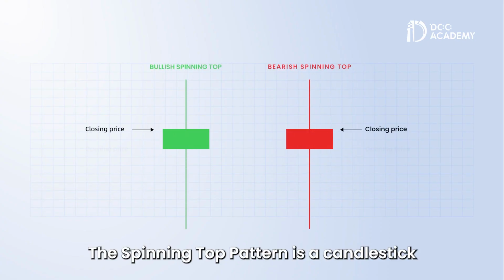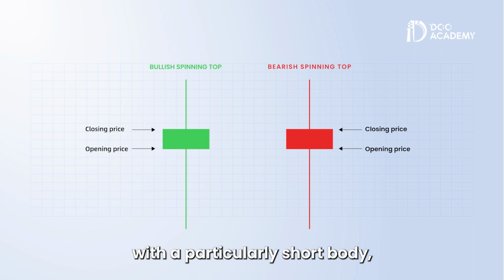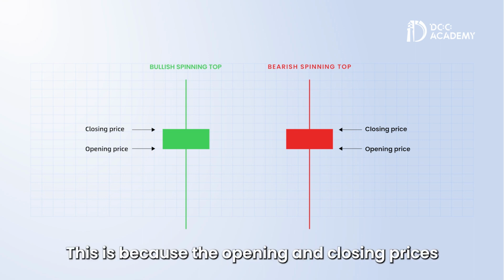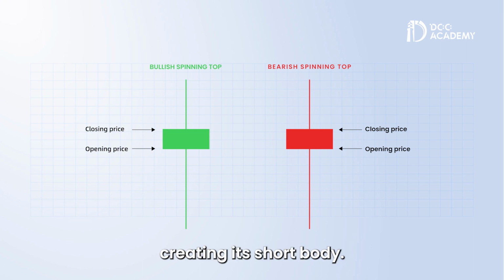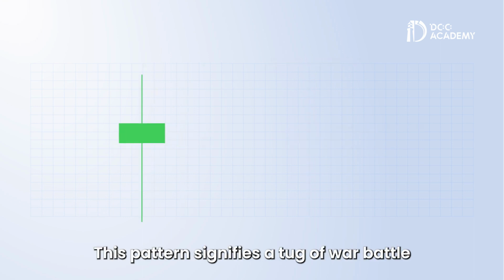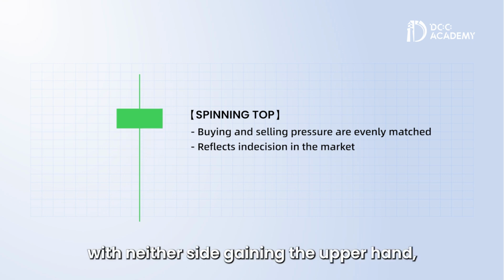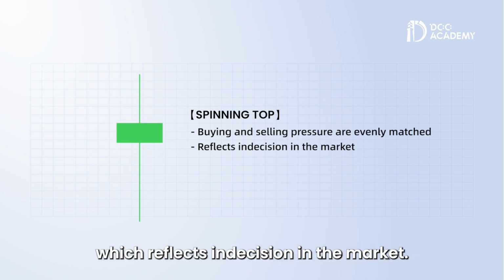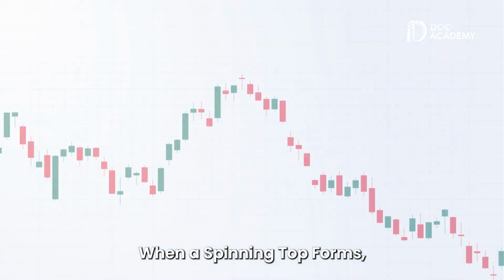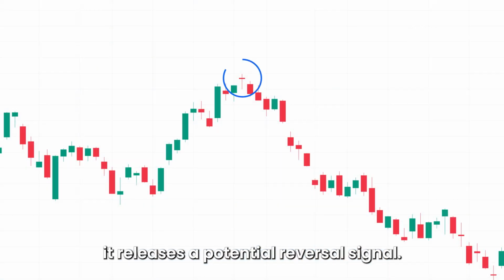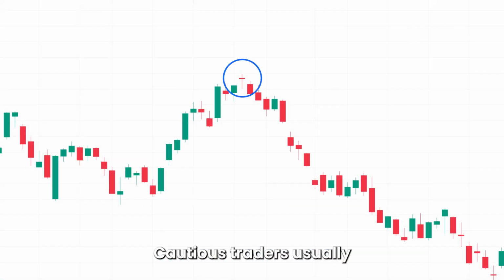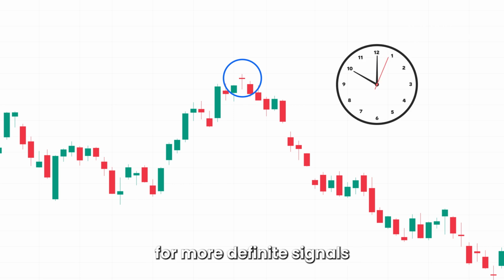The spinning top pattern is a candlestick with a particularly short body, with long upper and lower wicks. This is because the opening and closing prices are close to each other, creating its short body. This pattern signifies a tug-of-war battle between buyers and sellers, with neither side gaining the upper hand, which reflects indecision in the market. When a spinning top forms, it releases a potential reversal signal. Cautious traders usually postpone trading and wait for more definite signals before making decisions.